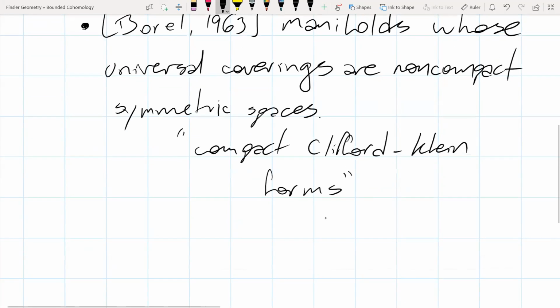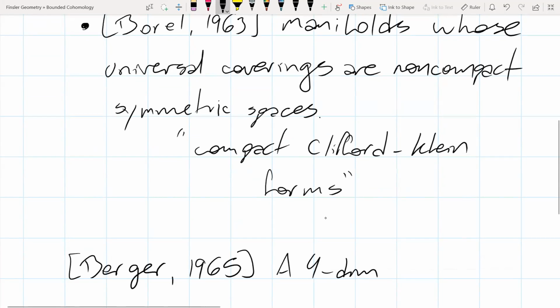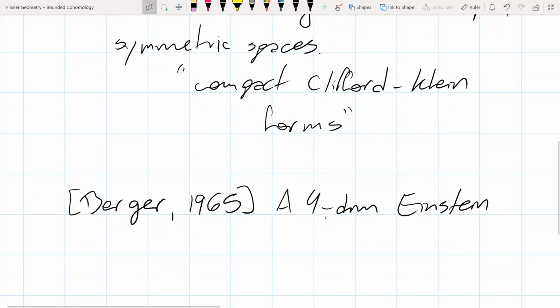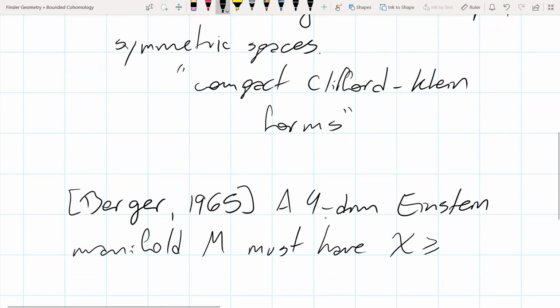So now, a result from Berger from 1965 tells us that a 4-dimensional Einstein manifold must have non-negative Euler characteristic. And equality holds if and only if your manifold is flat.